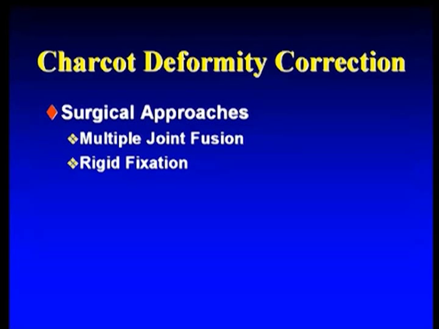The surgical approaches, I feel that the best correction is typically achieved with multiple joint fusion. Although you have one joint that is Charcot or one level of Charcot, it's important to perform multiple joint formal fusions. As far as rigid fixation, I think that's essential for any surgical fusion or reconstruction, but more essential than the typical patient in the neuropathic patient.